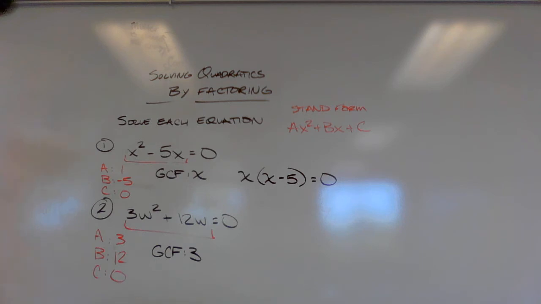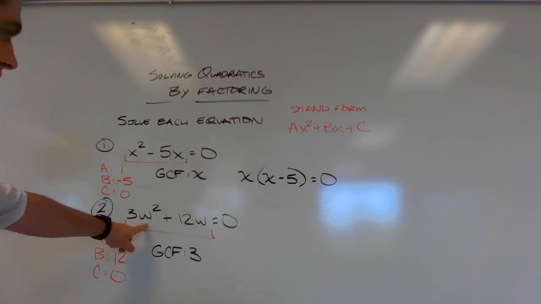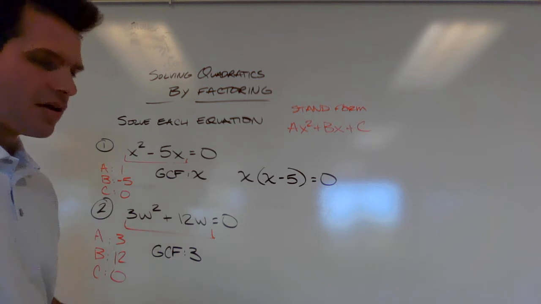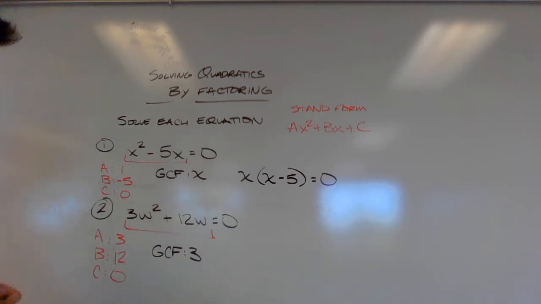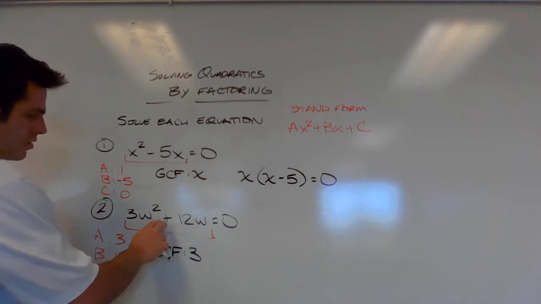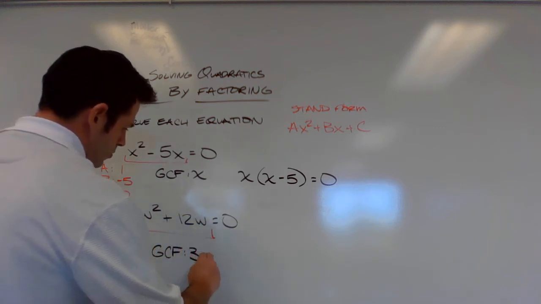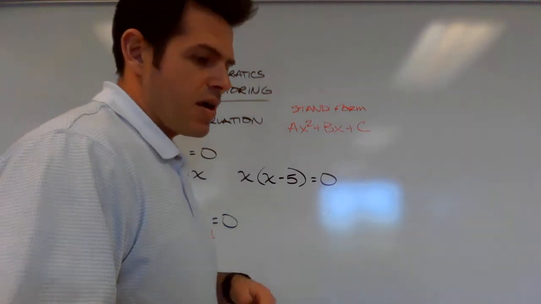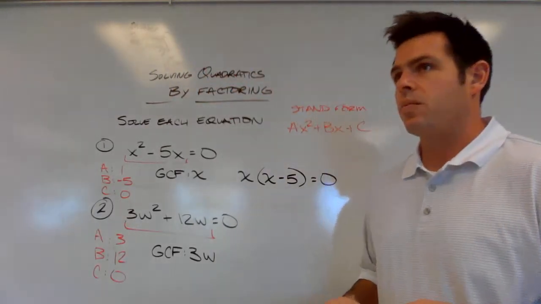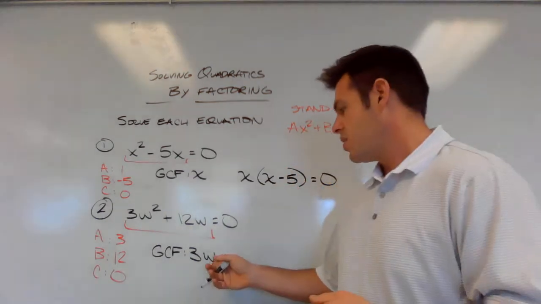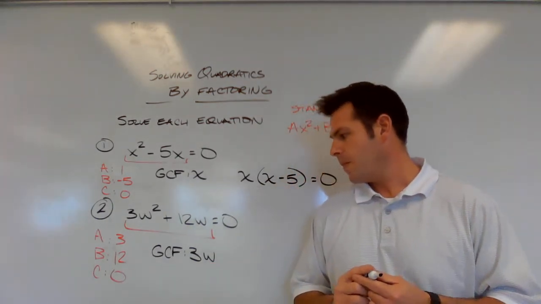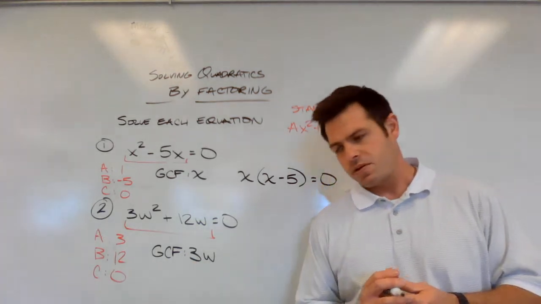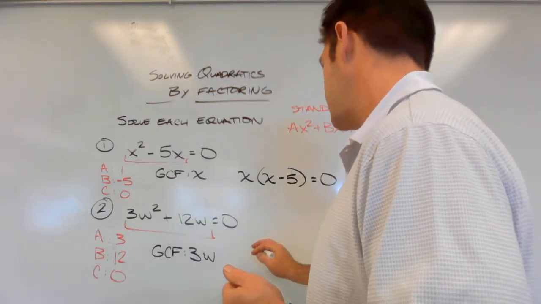I also want to spend some time thinking about the variables here. In the one term I have w squared, and the other term I have w. So there is a repeat in variables here. 2 w's here, 1 w here. So the greatest common factor, the greatest amount of w's that are in common, would be just 1 w. So my GCF for the bottom here is 3w, and I want to go ahead and take a moment and pull that out.